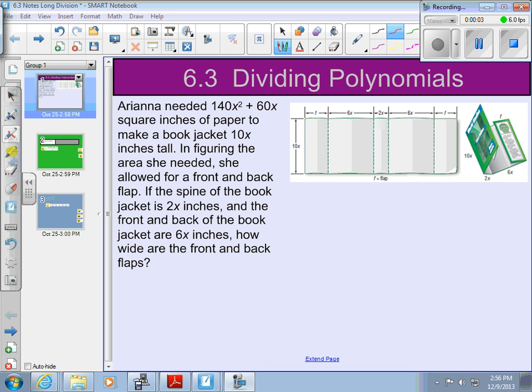We've been looking at adding, subtracting, and multiplying polynomials. Today we're going to look at how you divide polynomials.